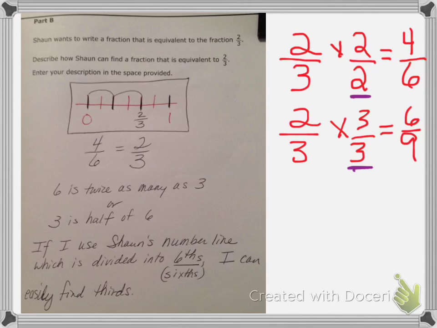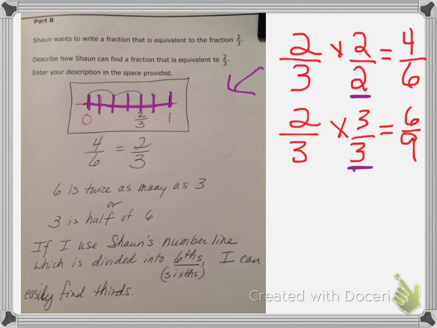Okay, so let's come back over to the problem over here. Describe how Sean can find a fraction that is equivalent to 2/3. Now, what I did is I just recreated the number line, his number line, okay? And do you see how I see the 6 equal spaces, 1, 2, 3, 4, 5, 6? Okay? And then I thought, well, wait a minute, 6 is twice as many as 3. 3 is half of 6, right?